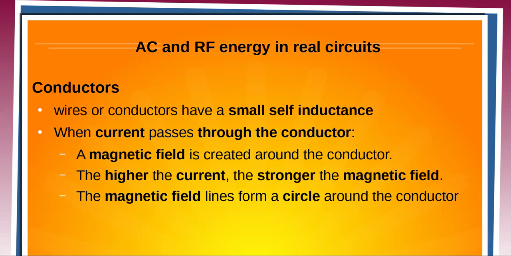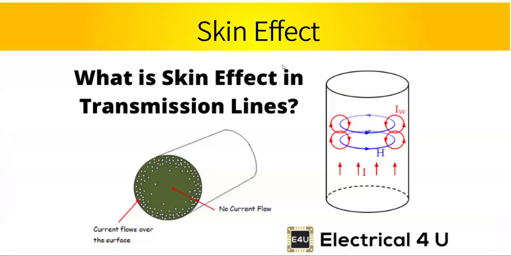And when you pass a current through that conductor, you're going to generate a magnetic field around the conductor. Obviously, the higher the current going through, the stronger the magnetic field. And those magnetic field lines form a circle around the conductor perpendicular to the direction of the current flow, or the charge flow. Here's a little example, and it's showing the magnetic field inside creating little eddy currents that occur on the outer edges, which is what causes the skin effect.